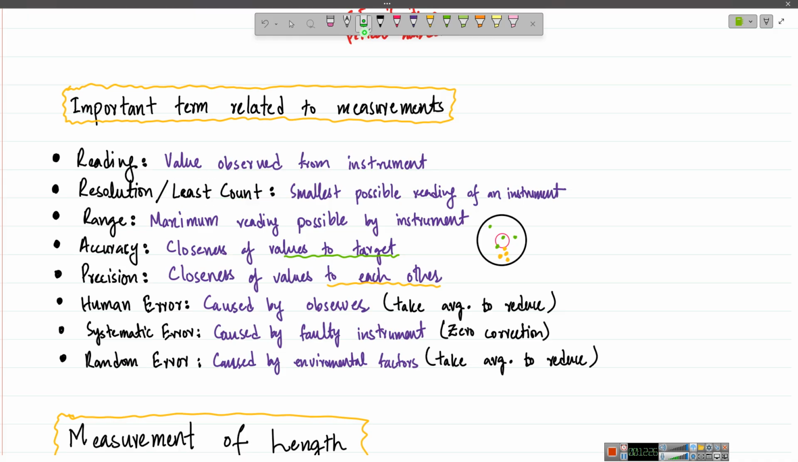And now range, that's the maximum possibility of an instrument to measure, the maximum length, right, or the maximum value it can take. For example, I have a thermometer in my room that reads a maximum of 100 degrees Celsius.